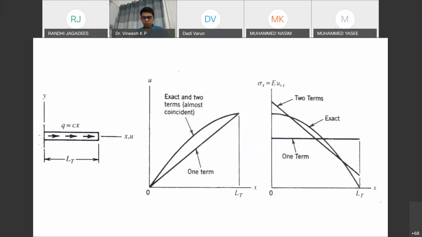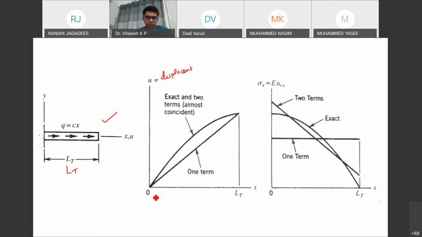So now if you look at the problem, Q is equal to Cx. So this is a problem which we have discussed. LT actually represents the total length here. This is a figure which I have taken from Robert Cook. So now if you look at here, this is the one-term solution. So this is actually the solution. This is the displacement. So remember that this is the displacement.